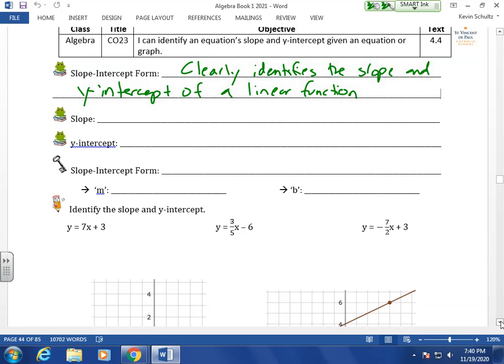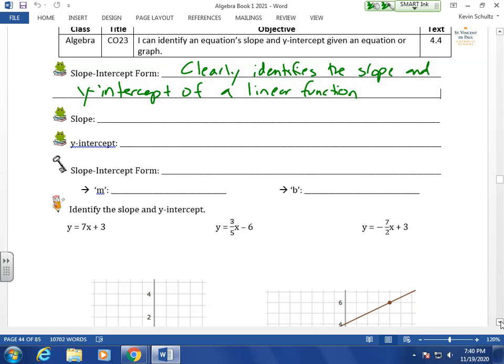The more we work with equations and graphs and the coordinate plane, you're going to start to pick up characteristics. You're going to start to pick up patterns. You're going to start to be able to look at an equation and know what the graph of that equation is going to look like. Or you're going to start to be able to look at a graph and know what that graph is in equation form. And one of those big clues that we can use is what's called slope-intercept form.